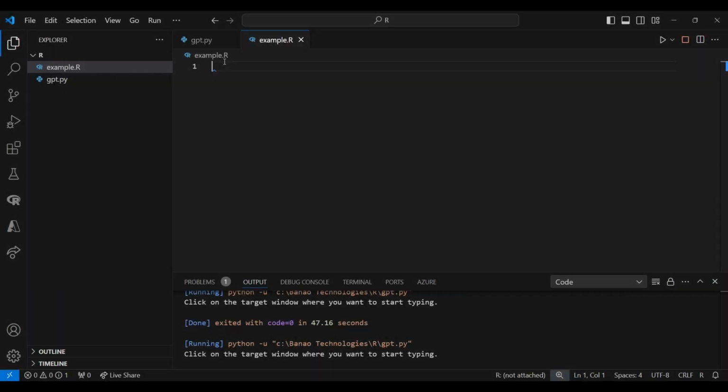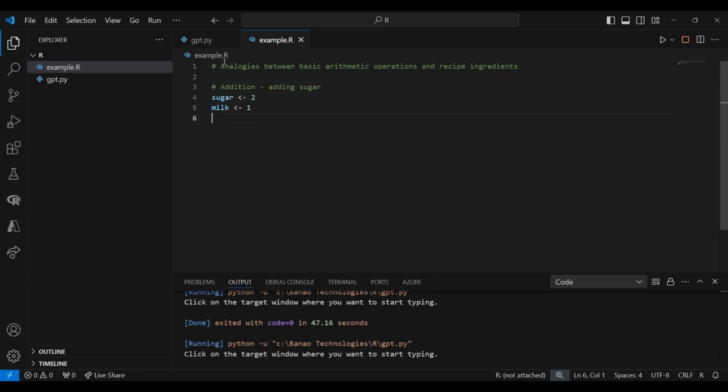The code snippet showcases how basic arithmetic operations can be likened to common cooking tasks, making it relatable and easy to understand. Starting with addition, where adding sugar to milk is akin to performing the addition operation in mathematics. This operation results in a total amount, just like when combining ingredients in a recipe.